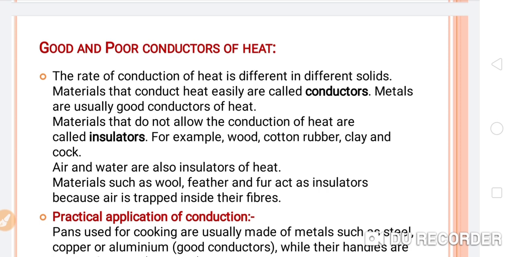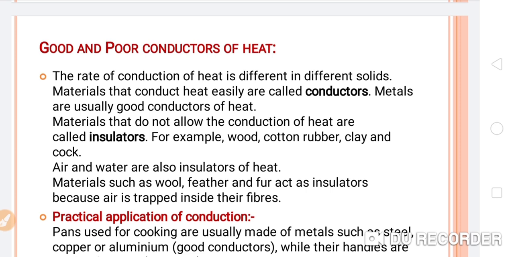Materials that do not allow the conduction of heat are called insulators, like plastic. Plastic is an insulator. Examples: wood, cotton, rubber, clay, and cork. These all are poor conductors of heat.